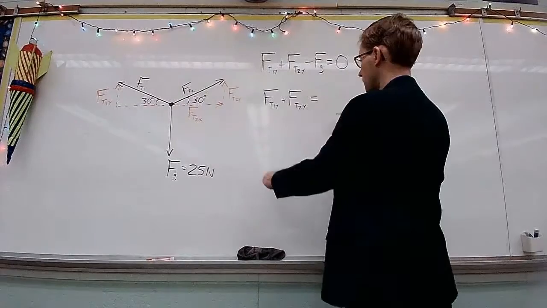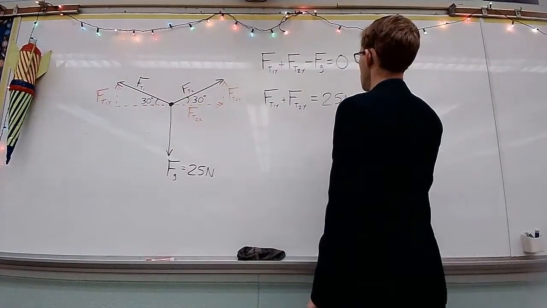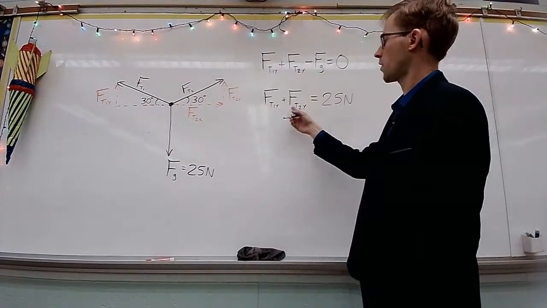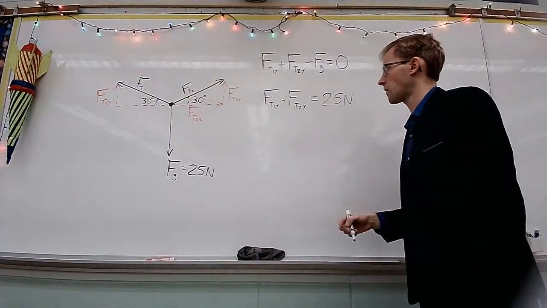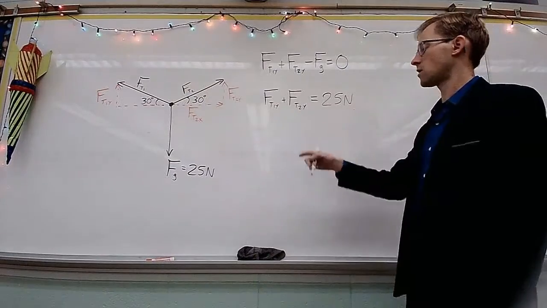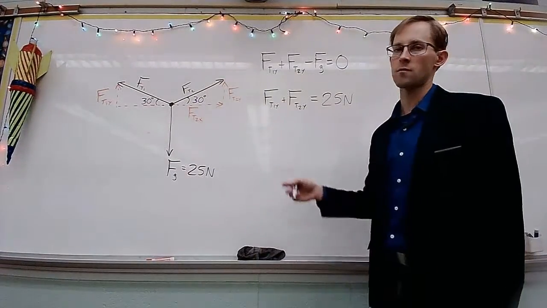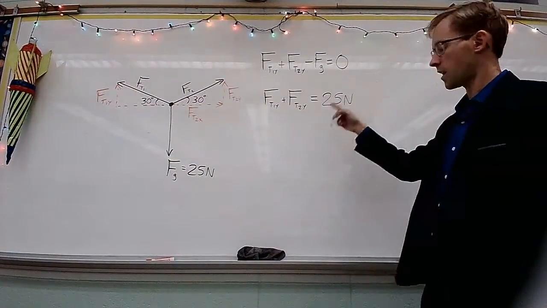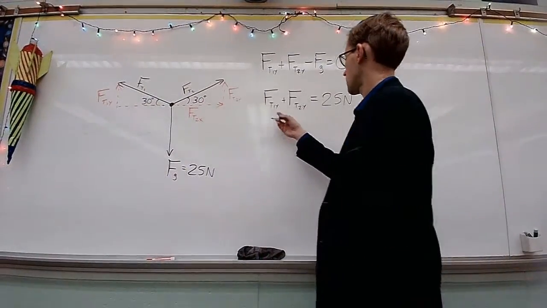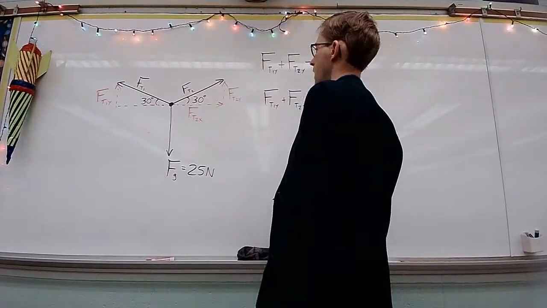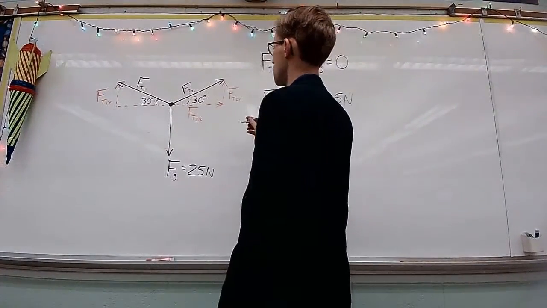And I know force of gravity is 25 newtons. And so if both of these are the same value, and together they're going to add up to 25, you just got to divide 25 by 2 in order to get both of them. So 25 divided by 2 is equal to 12.5. So that's what your tension 1y and tension 2y are equal to.